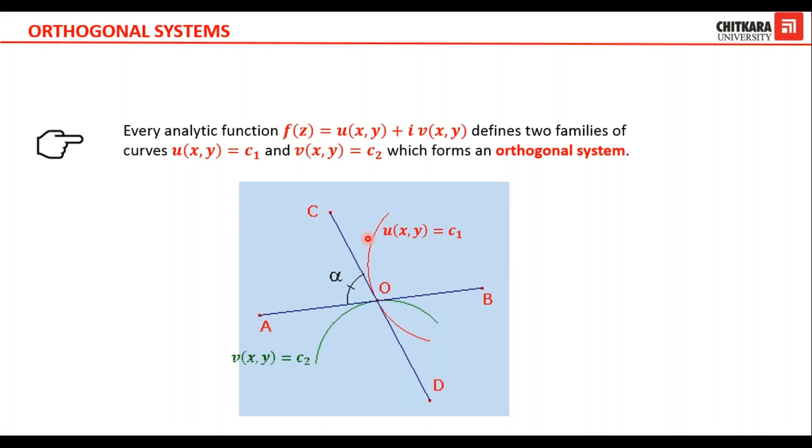You can see that there are two curves plotted in this graph. The red curve is for u equal to c1 and the green curve is for v equal to c2. If I draw tangents along these two curves, I can see that they intersect at right angles, right? So this is what the property says, that if your function is an analytic function, then these two curves, u and v, will always form an orthogonal system. If you plot them, they will always intersect at right angles. So this is the second property of analytic functions, right? So this can come as an MCQ question, right? Okay. Let's look at the next one.